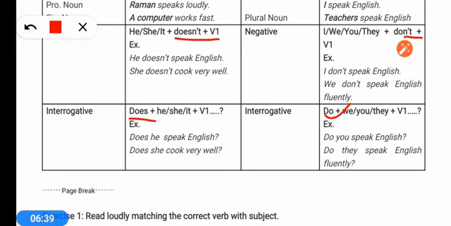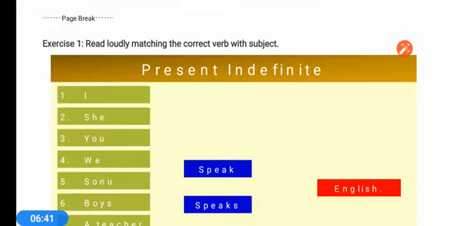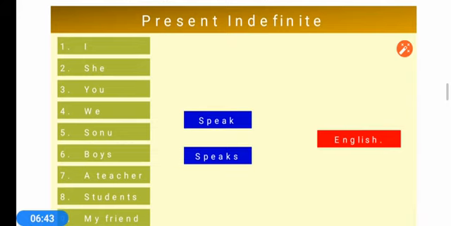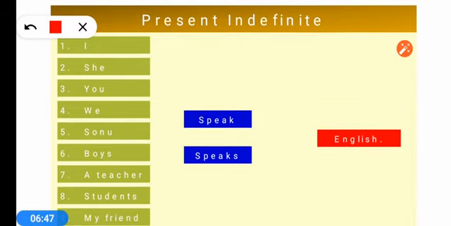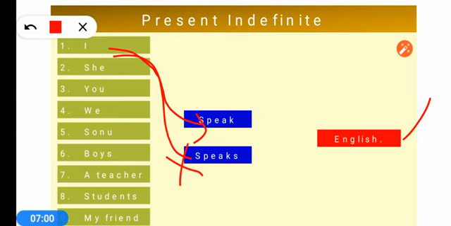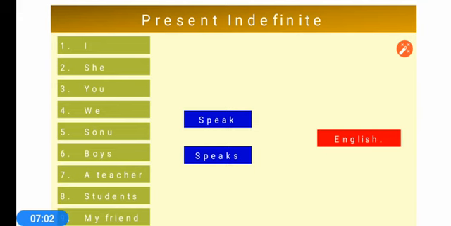Let's go ahead with the practice one. Here is one small table. You have to speak loudly and quickly. Like, I speak or I speaks? It will be I speak English, not this one. I speak English.